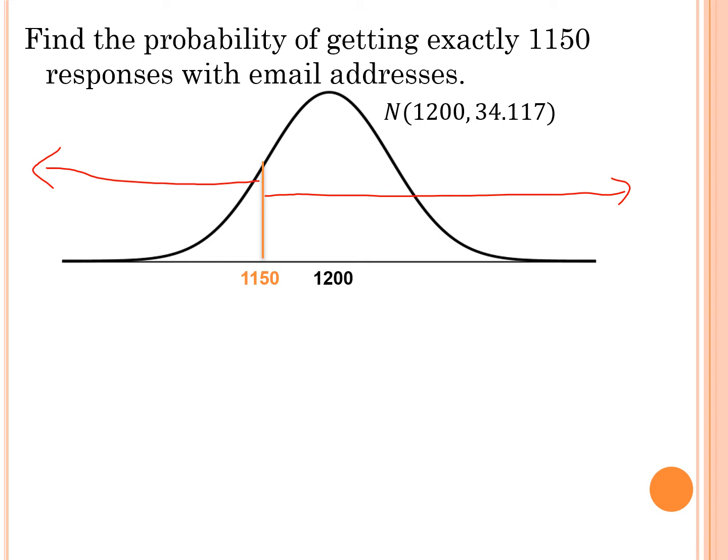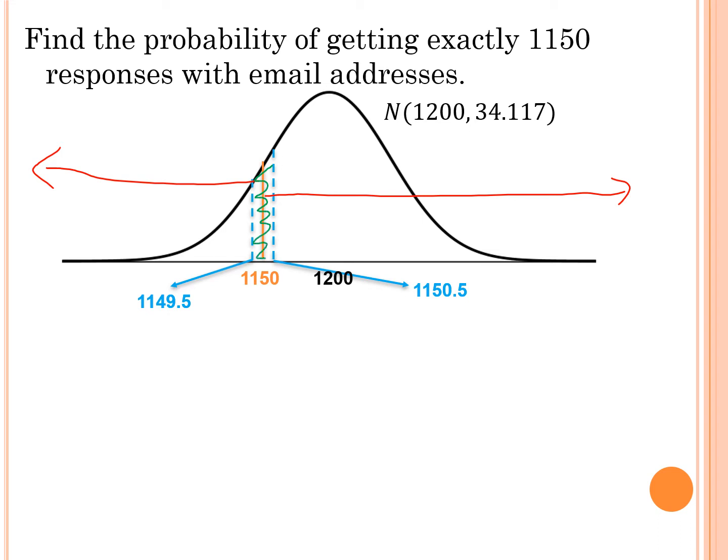So we're going to cut out a little slice of this normal model. Okay, half a step to the left, half a step to the right. By half a step, I mean we're just going to subtract 0.5 from that 1150. We're at 1149.5. And then we're going to do the same thing on the right side, 1150 plus 0.5. And we want to find the probability that we end up in between these 2 dotted blue lines here.